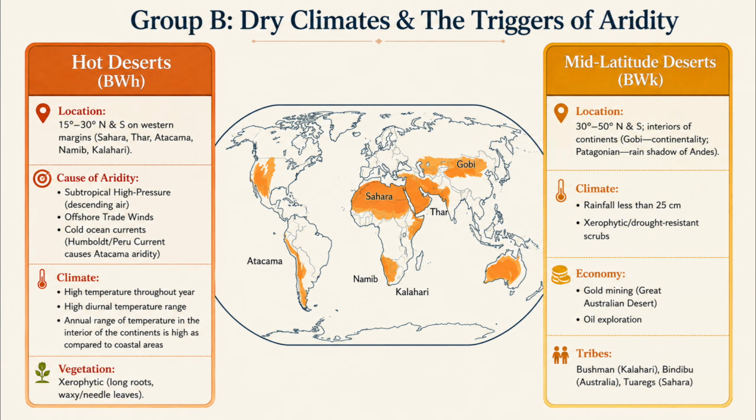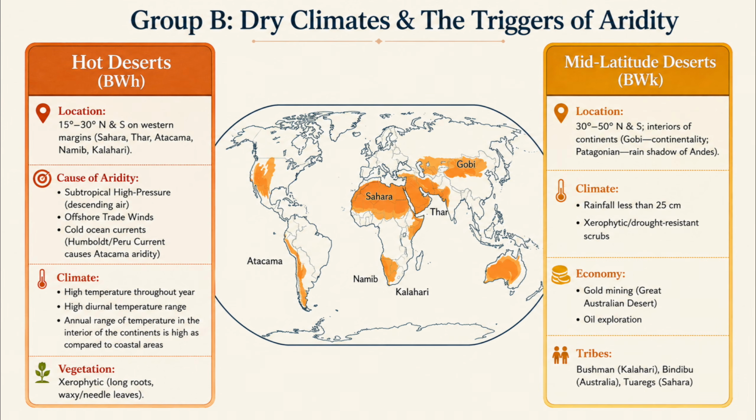5. Mid-latitude deserts, BWK. Location: 30 degrees to 50 degrees north and south, in the interiors of continents. Gobi: continentality effect. Patagonian: rain shadow of the Andes. Climate: rainfall less than 25 centimeters. Xerophytic and drought-resistant scrubs.